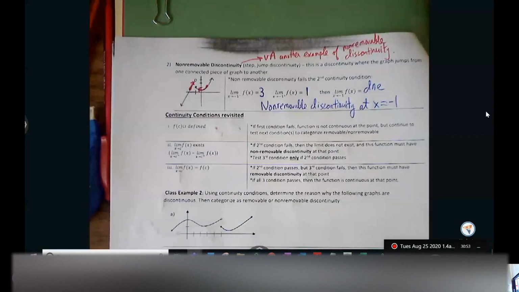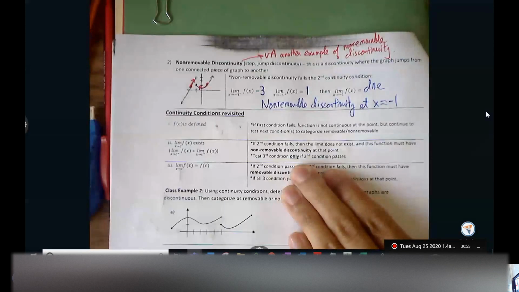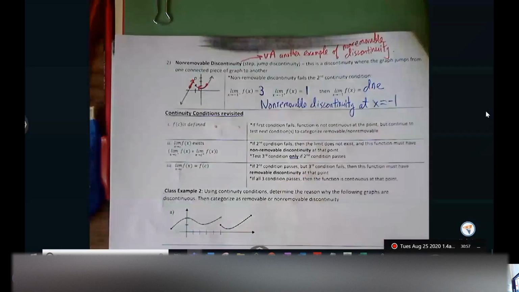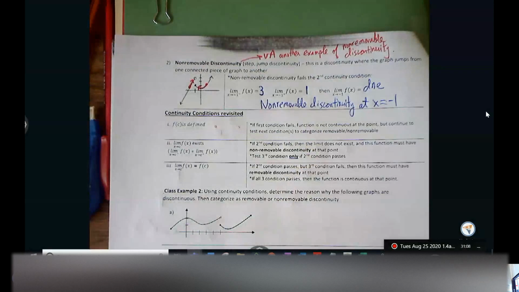Okay, I'm going to recap everything down here, but any questions with non-removable discontinuity? Basically, it's just that the limit doesn't exist. If you can show that the limit doesn't exist, then you know what type of discontinuity you're dealing with. But if the limit does exist, then we have to dig a little further. We have to look at that third condition.